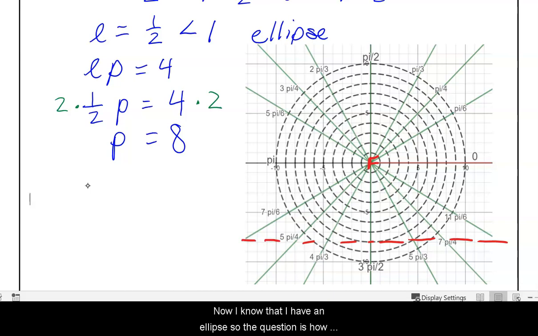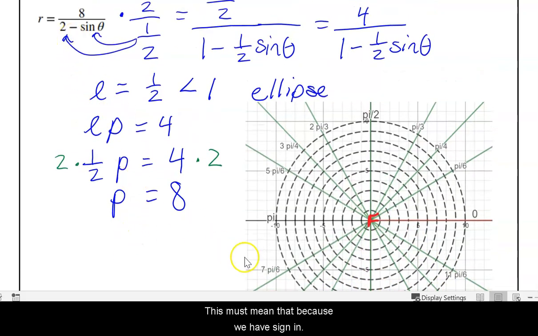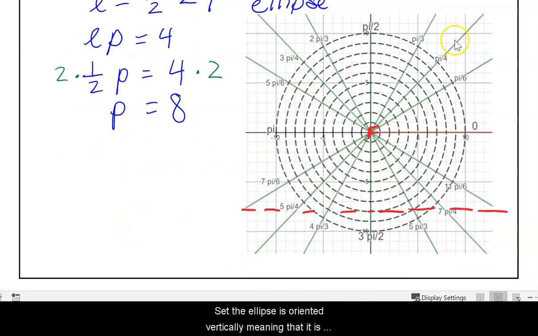Now I know that I have an ellipse, so the question is, how can I draw the ellipse? Where can I find the different parts of the ellipse? Now that we know that the directrix line is here and the focal point is here, this must mean that because we have a sine in it, the ellipse is oriented vertically, meaning that it is longer in the y direction than it is wide in the horizontal or x direction.